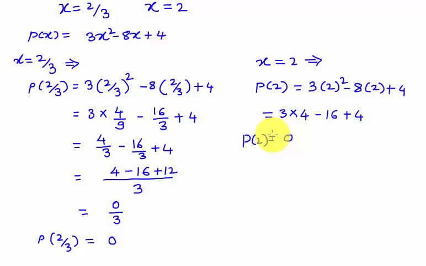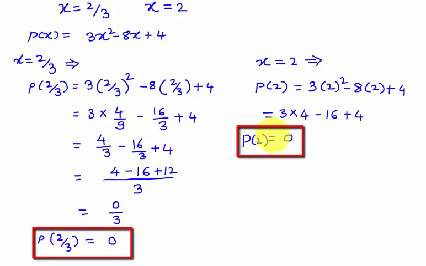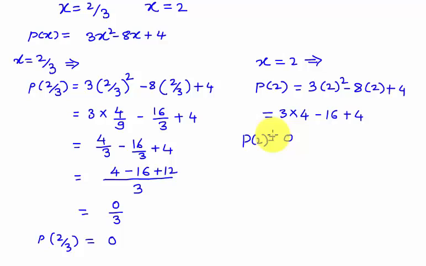Hence we have verified that after putting the values of x as 2 by 3 and 2, the polynomial becomes 0. Hence the values 2 by 3 and 2 are called zeros of the polynomial, because at these values the polynomial becomes 0.